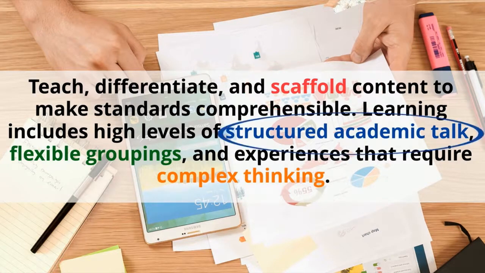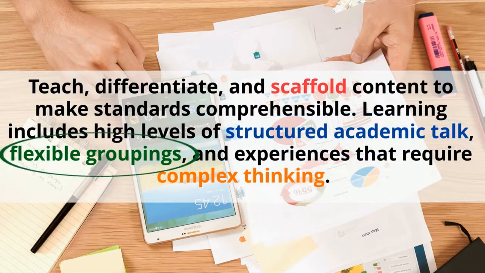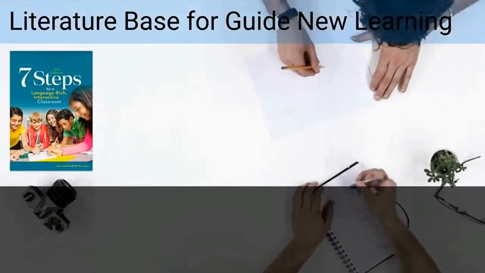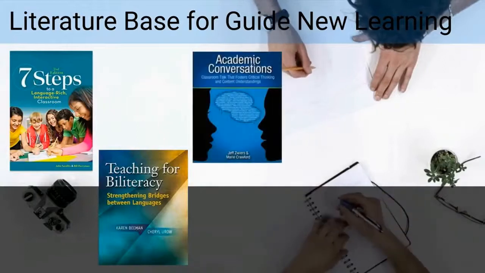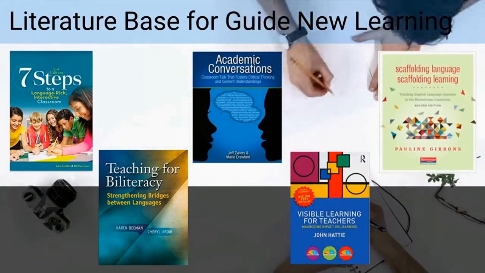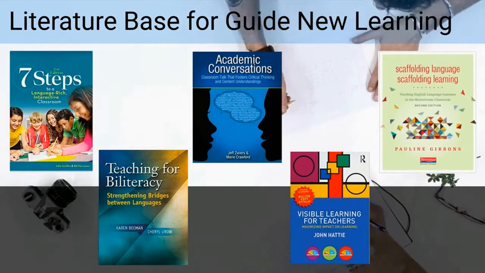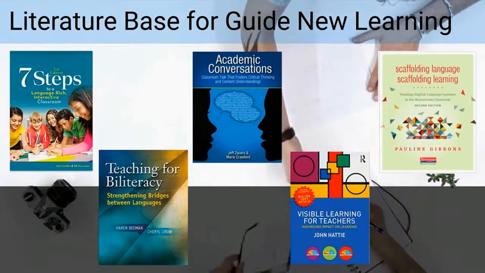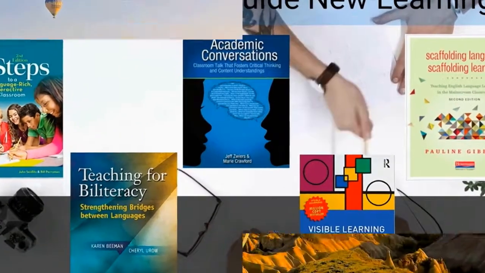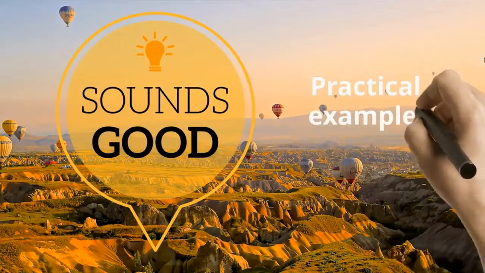2. Structured academic talk, 3. Varying groupings of students, and 4. Planning for complex thinking and tasks. You can see here the literature base used and referenced in this phase of the model. John Hattie's research in particular attaches a significantly high effect size on learning when these 4 practices are used to guide learning. Let's look at some practical examples.